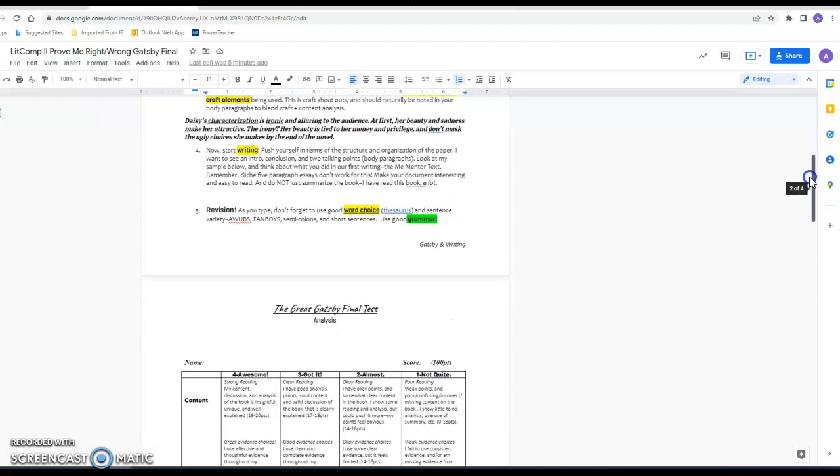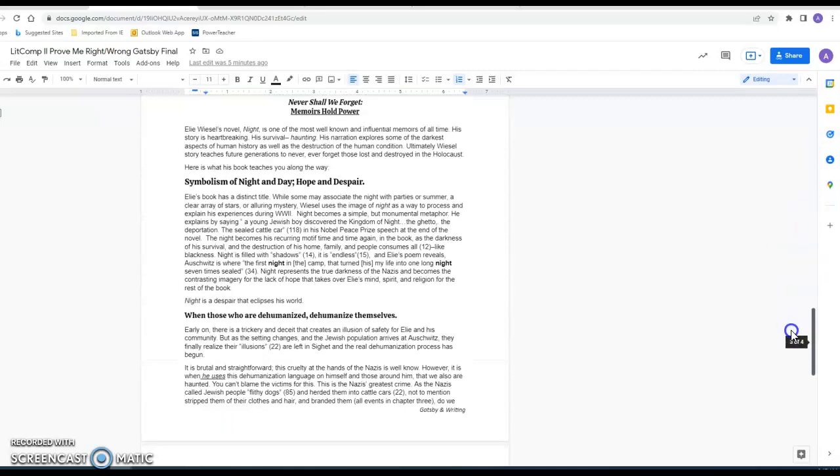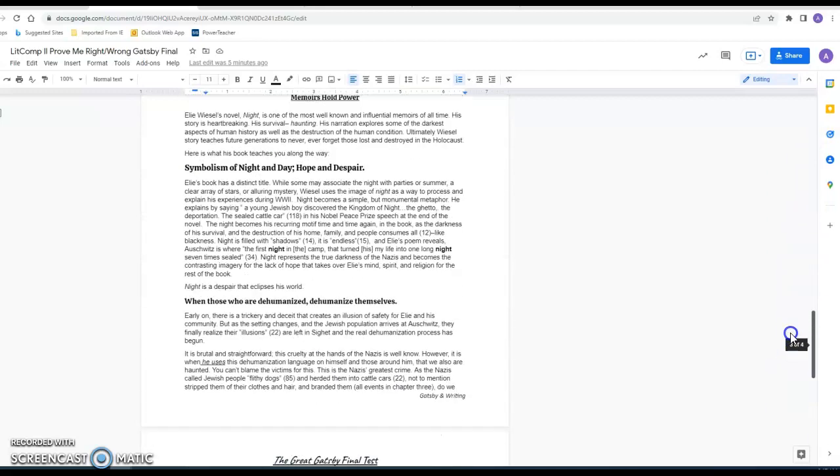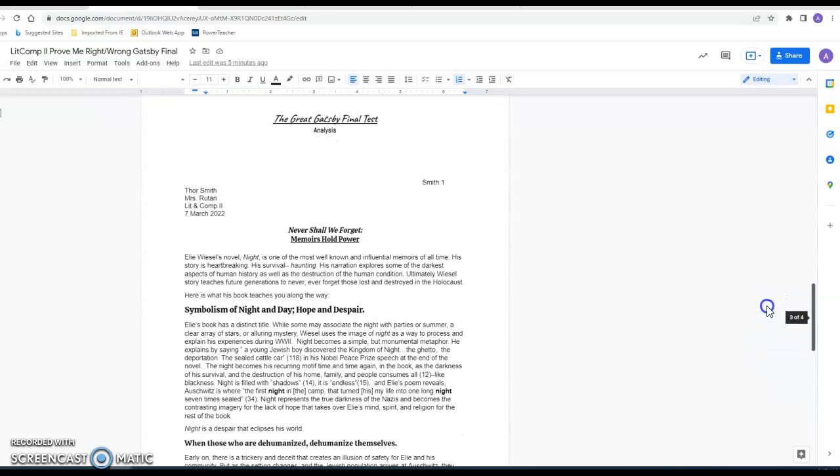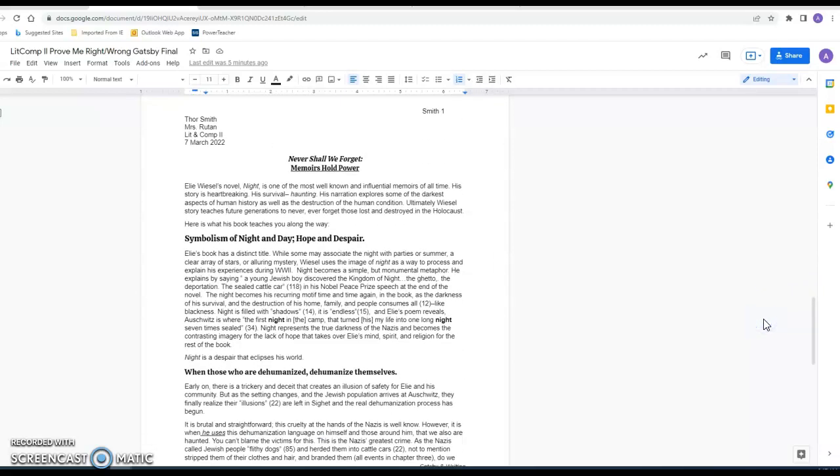So I'm actually going to jump down to the paper that I wrote for Night. As you can see, the paper is about a page and a half long. If you notice, it's got visual presence. What do I mean by that? It's got a title. It's got some subheaders. I notice it's broken up a little bit.